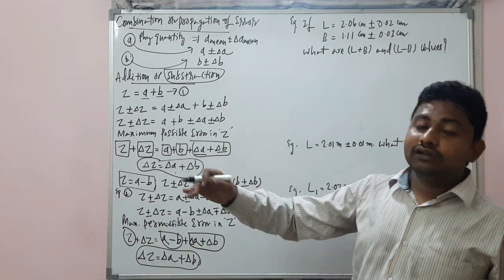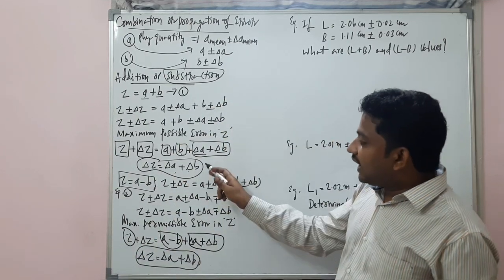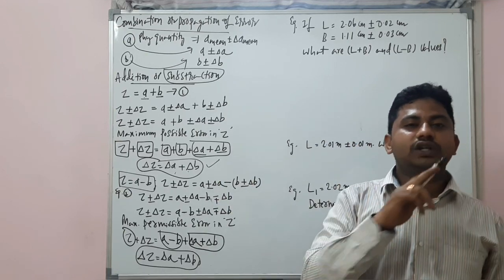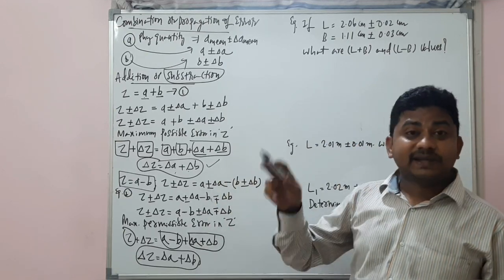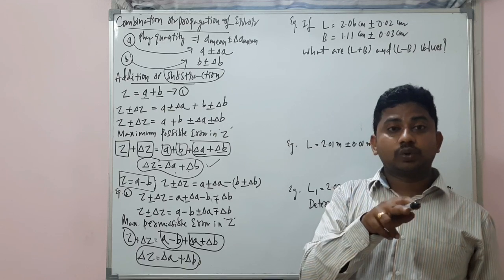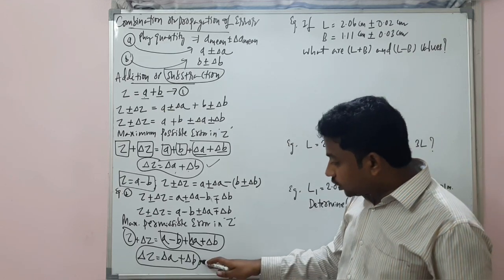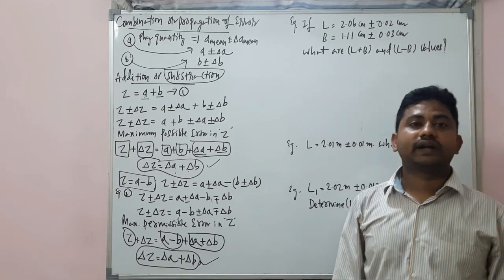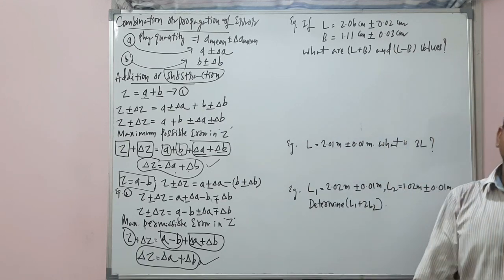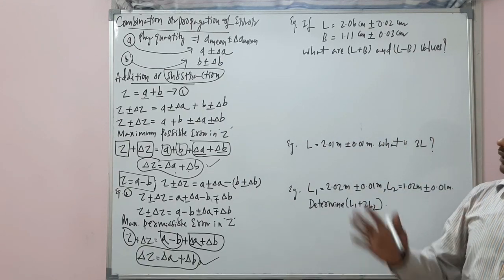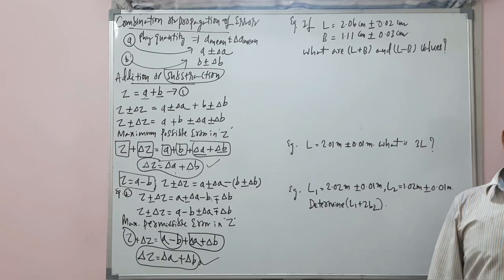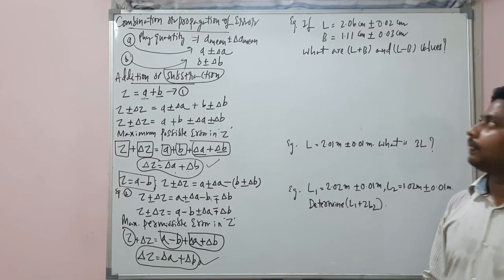Carefully go through the two cases here. In addition of two physical quantities, their absolute errors we have added. In subtraction of two physical quantities also, their absolute errors are added. Alright, my dear students, I hope you are understanding. Let's look at the basic numerical of this.